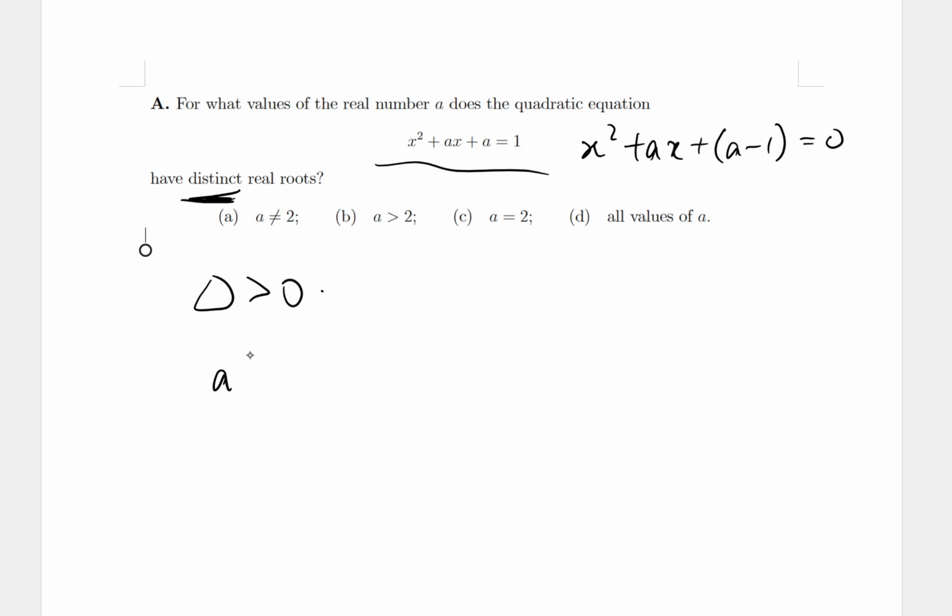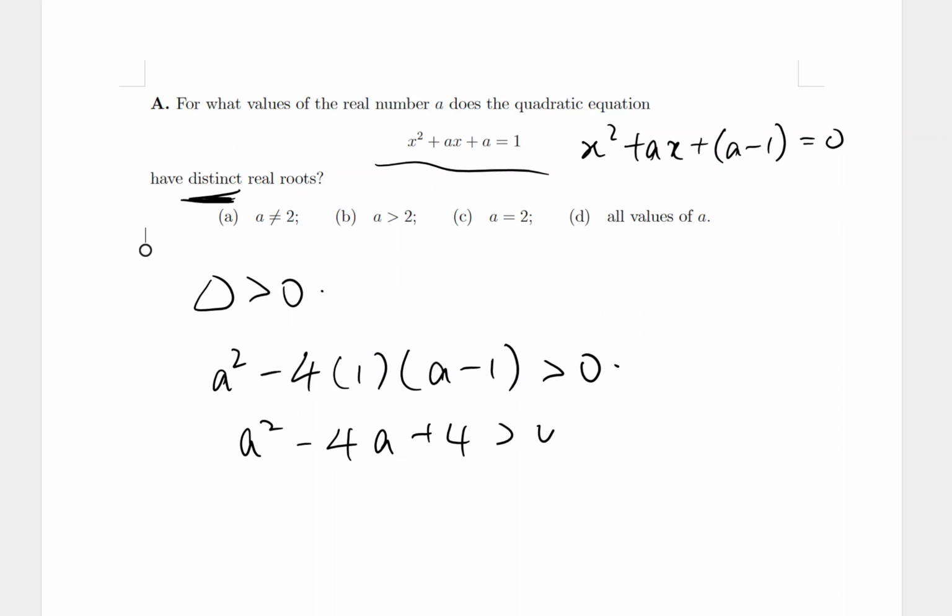Okay, so b squared, now I can't write for some reason, the squared, there we go. So b squared minus 4ac, that's greater than 0. Okay, so now it becomes a quadratic inequality, really. So a squared minus 4a plus 4 is greater than 0. So a minus 2 squared is greater than 0.